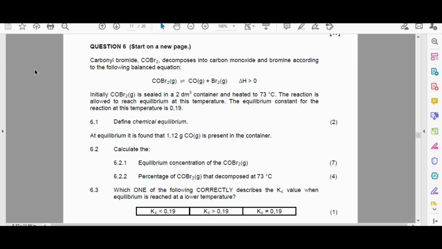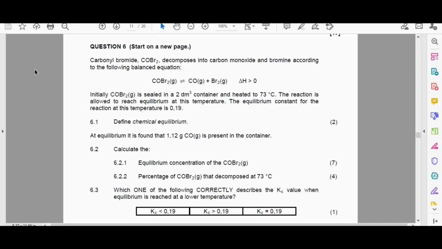So the question goes on to say, initially carbonyl bromide is sealed in a 2 dm³ container and heated to 73 degrees Celsius. The reaction is allowed to reach equilibrium at this temperature, and the equilibrium constant for the reaction at this temperature is 0.19. Now they do say define chemical equilibrium, and that's a definition.